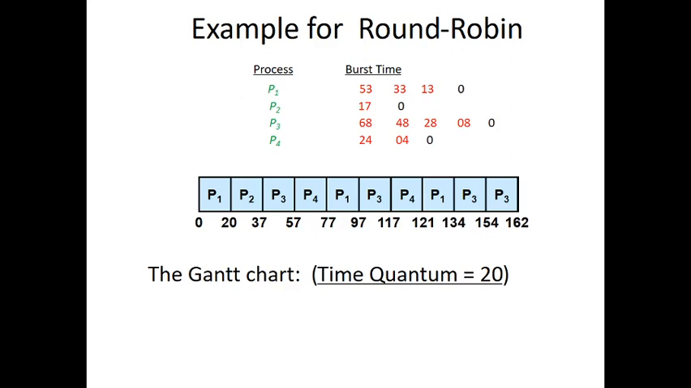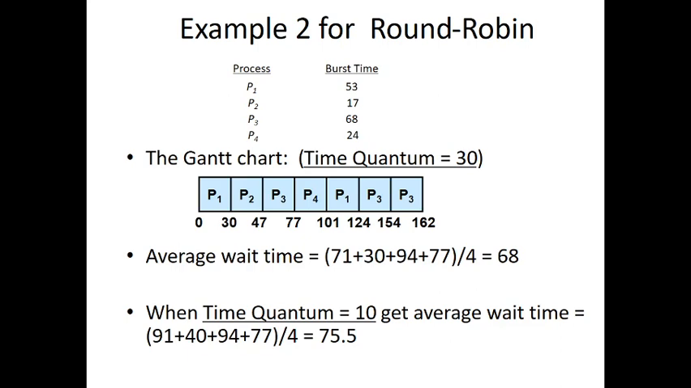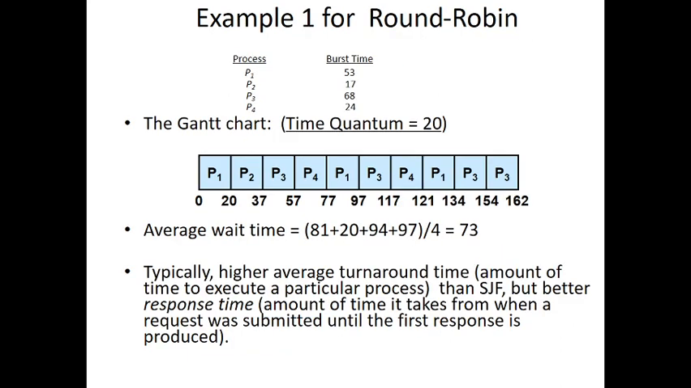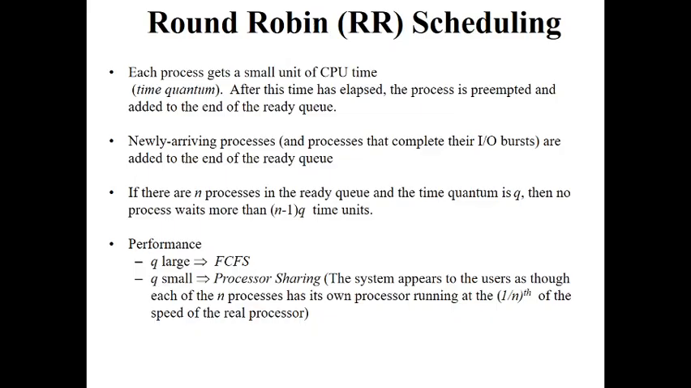After calculating the waiting time of each and every process, we can calculate the average waiting time, which comes out as 73. Now if you change the quantum value from 20 to, say, 30, the average waiting time is now 68. So earlier it was 73. The selection of the time quantum matters a lot in improving the efficiency and performance of the round robin scheduling algorithm.